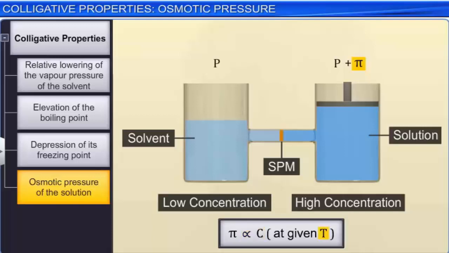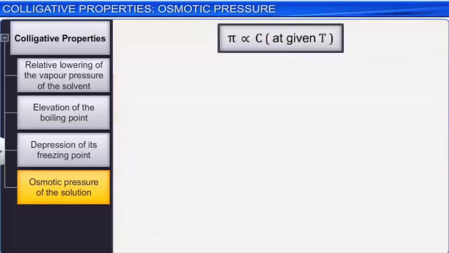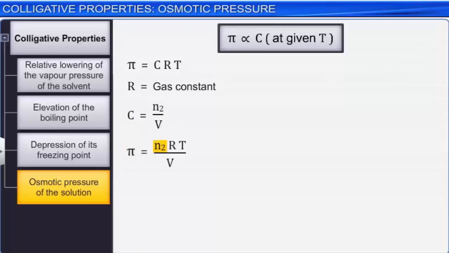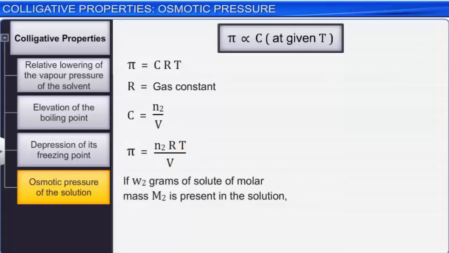Thus, pi is equal to C multiplied by R multiplied by T, where R is the gas constant. If the solution contains N2 moles of solute in volume V, then C is equal to N2 divided by V. Therefore, pi is equal to N2 multiplied by R multiplied by T divided by V. If W2 grams of solute of molar mass M2 is present in the solution, then N2 is equal to W2 divided by M2.